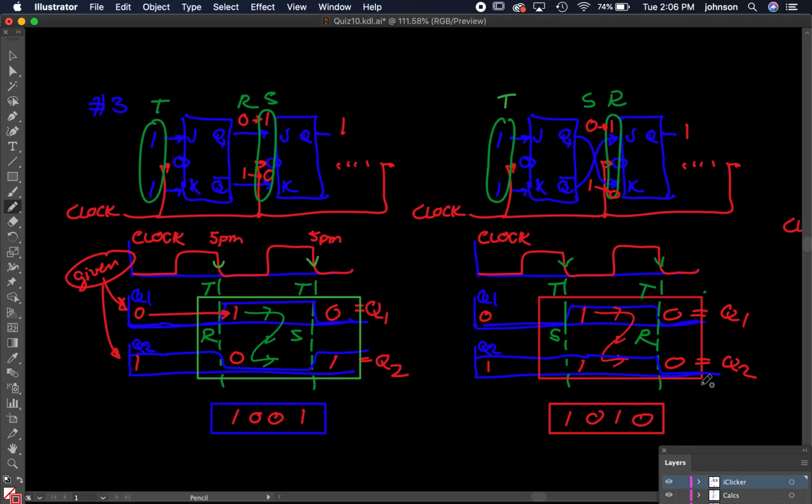So I want to go ahead and wrap this up. So this is the conclusion. I've covered 3 problems from quiz number 10. And so the next time we meet, we're going to hit the counter and we're going to cover the rest of the questions. So stay tuned.